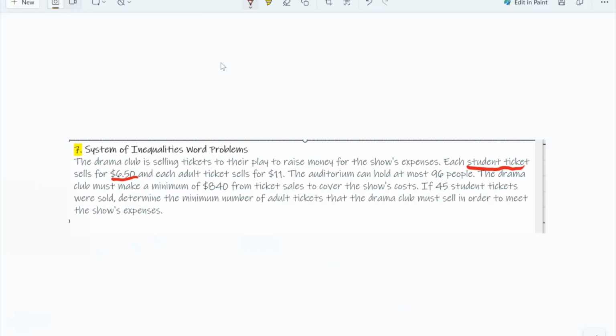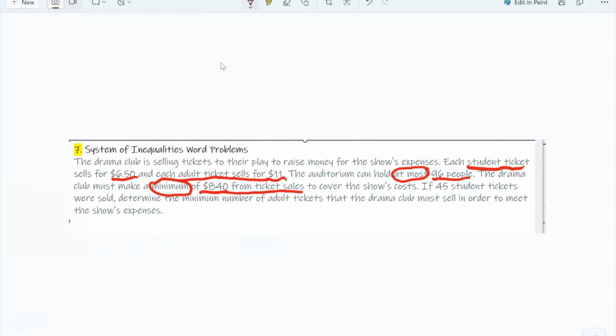All right, then my next one, $11. What does $11 represent? It's an adult ticket. So adult ticket goes with 11. The auditorium can hold how many? At most. So this is a key word right here. At most, 96 people. The drama club must make a minimum, so here's a key word again, minimum of 840 from ticket sales to cover the show's cost. If 45 student tickets were sold, determine the minimum number of adult tickets that the drama club must sell in order to meet the show expenses.